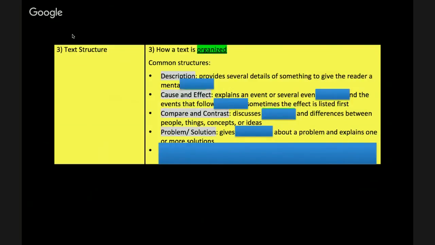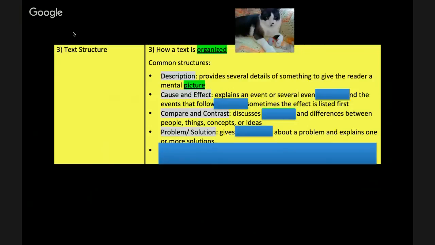Next, we have text structure, and that is how a text is organized. Common structures are description, which provides several details of something to give the reader a mental picture. Another way to organize a text is cause and effect.